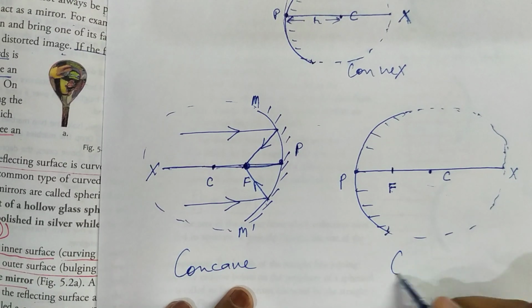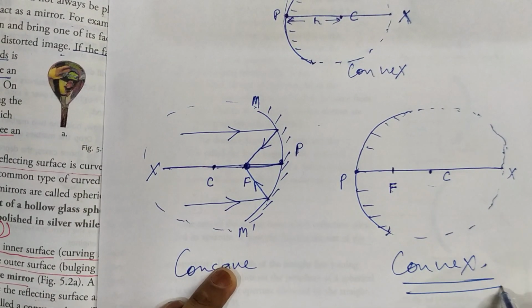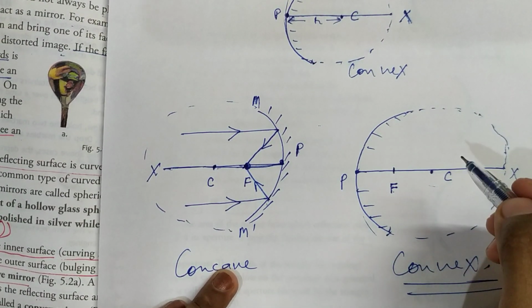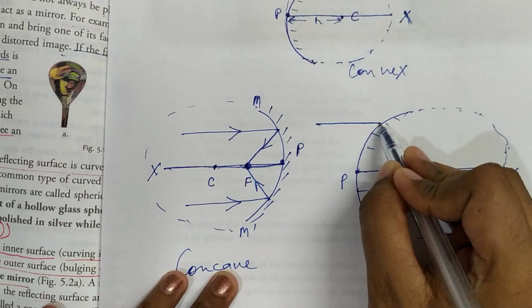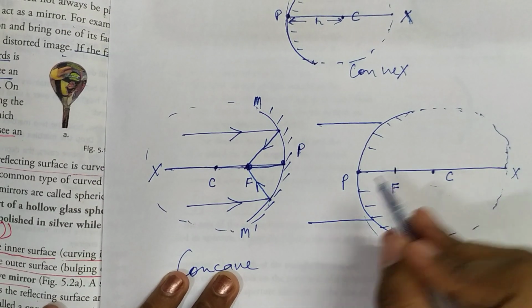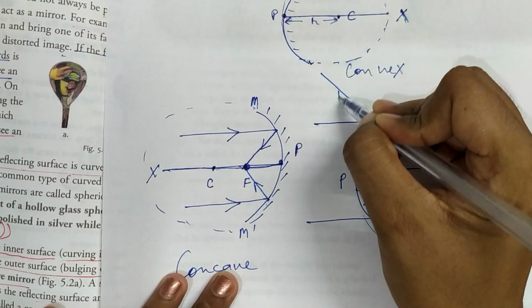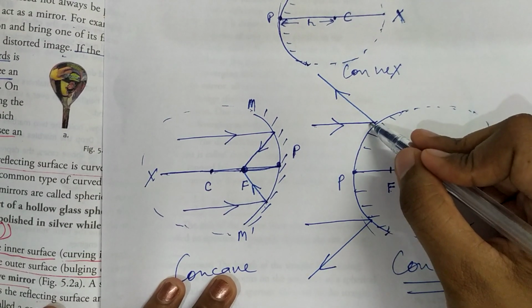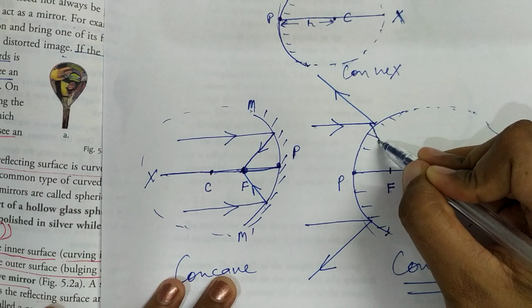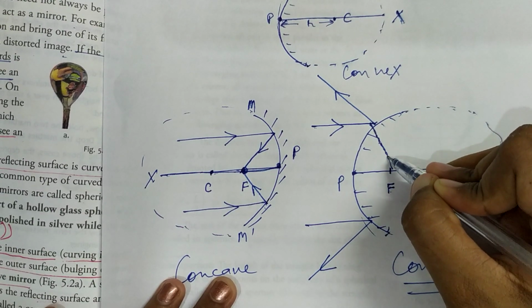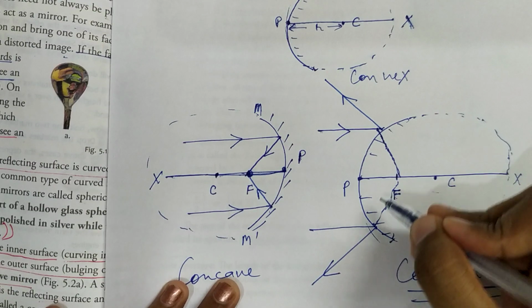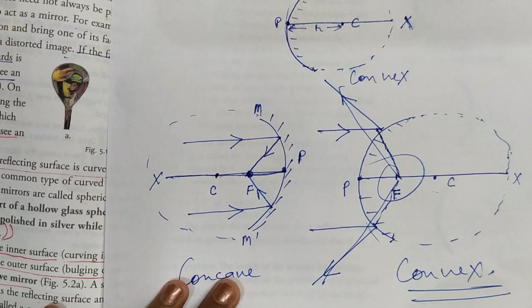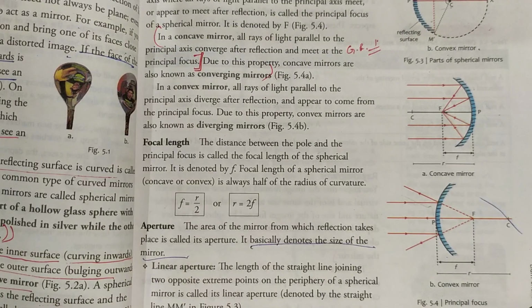Now you know that in the case of a convex mirror, the outer side is your reflecting surface. So rays will come like this, parallel to the principal axis, and you know they diverge. This is the property. Rays are coming and diverging. They are getting diverged. So if I extend this line backward, children, I'm not using a scale, so it is not coming straight, it will appear that these lines are coming from the principal focus. You can see I have not used a scale.